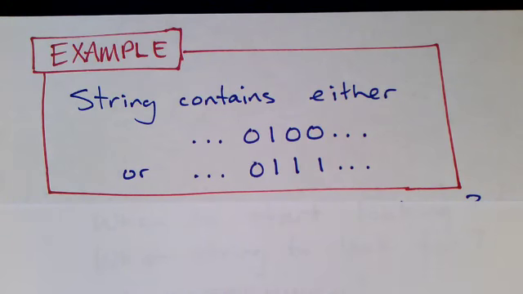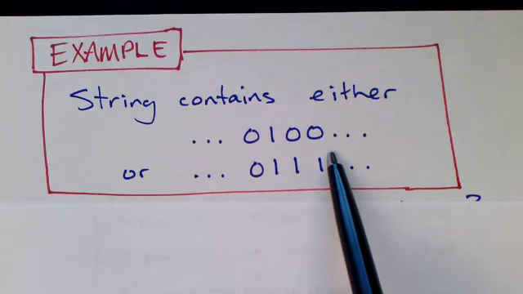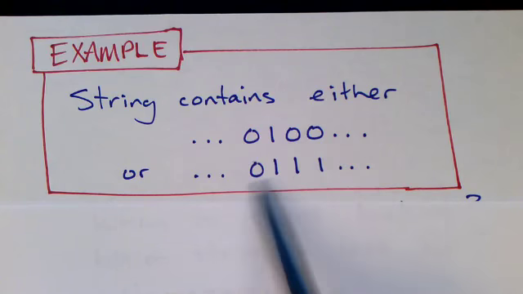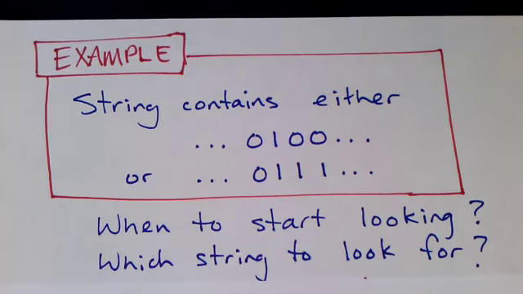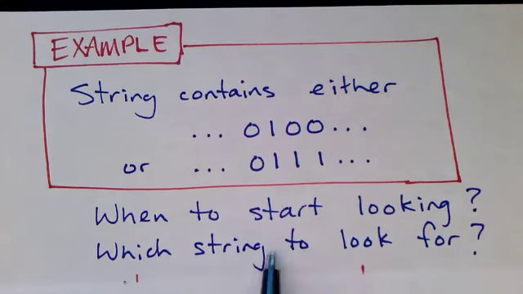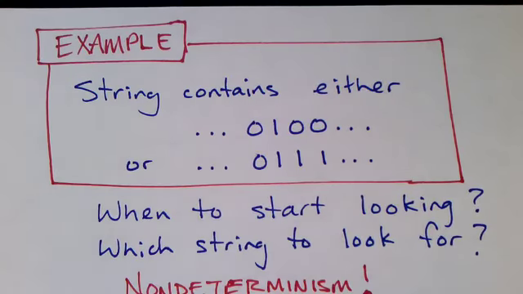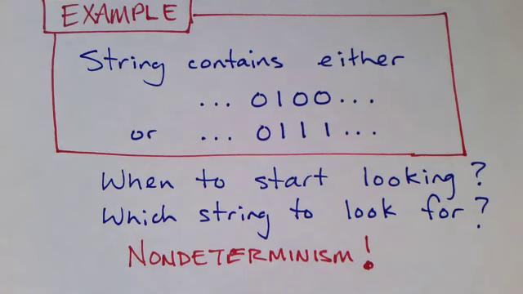Here's another example language that is regular. Every string contains either 0100 as a substring or 0111 as a substring. The problem in building a machine to recognize this language is knowing when to start looking for that, and more importantly, which string you are looking for. This is a very excellent example for why non-determinism is useful and powerful and gives you some advantage.